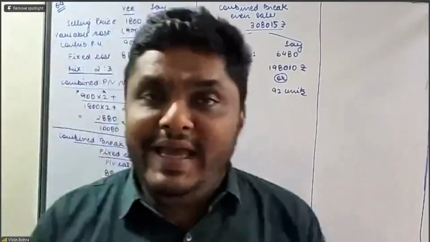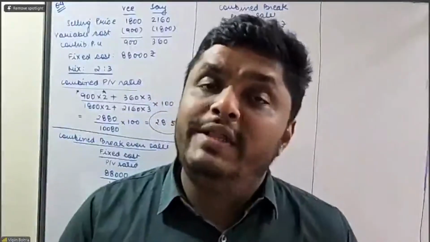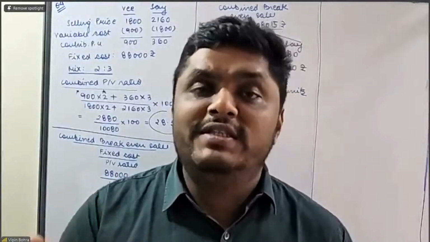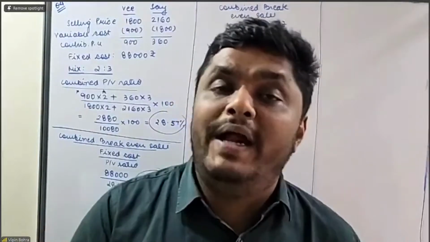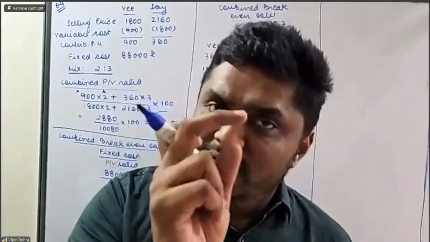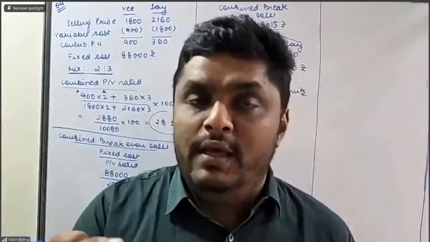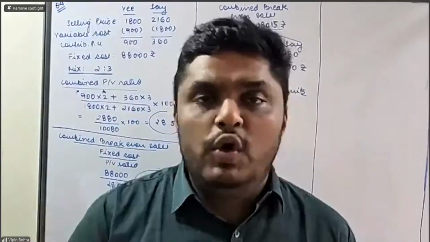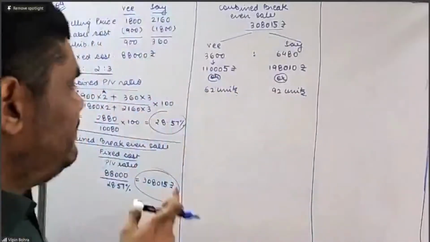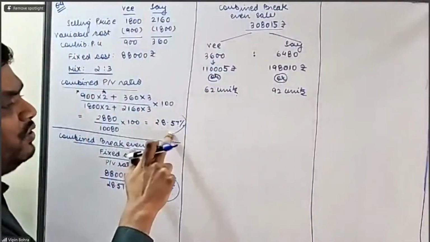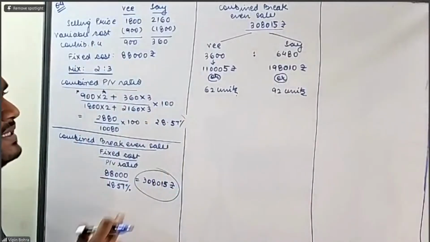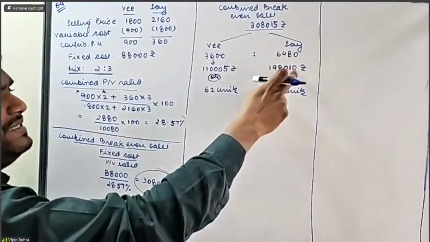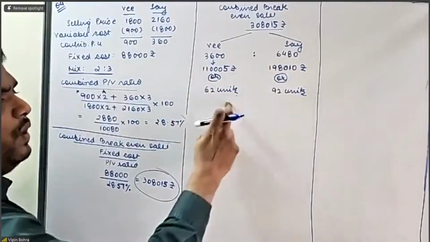I repeat again, guys, be careful when two or more products are given and the fixed cost is given as a whole. Very important: the first thing you will do is calculate the combined PV ratio, wherein you have to consider the price as well as the quantity, because we have to consider the weight of the quantity along with the price. The same goes for the contribution also. Then we calculate the combined break-even sales, and this will be distributed in the ratio of sales. Once the sales is calculated, we can easily calculate the quantity also.